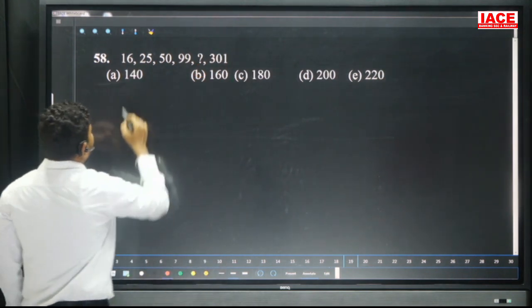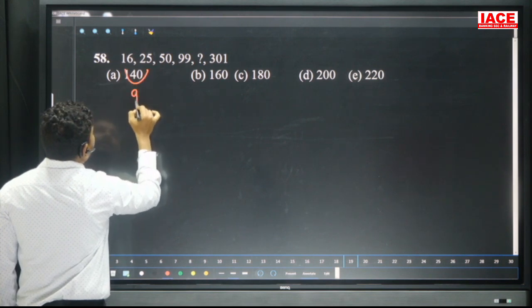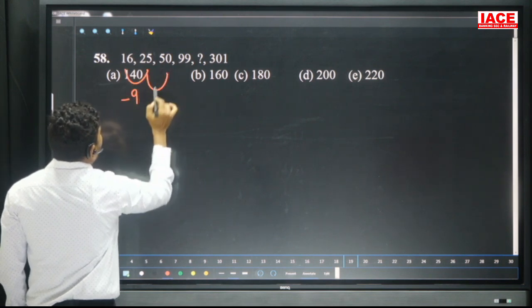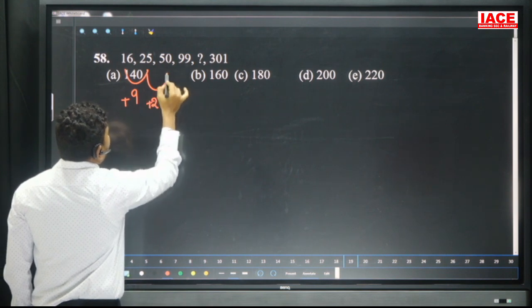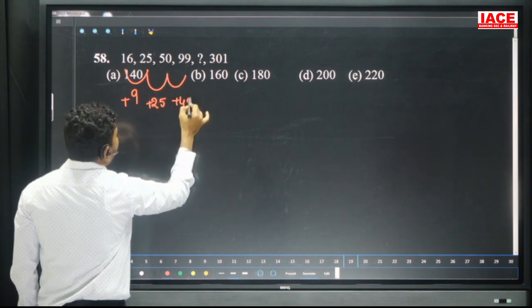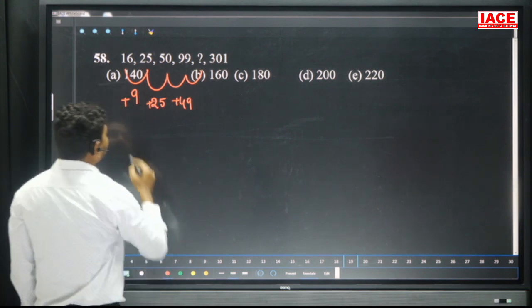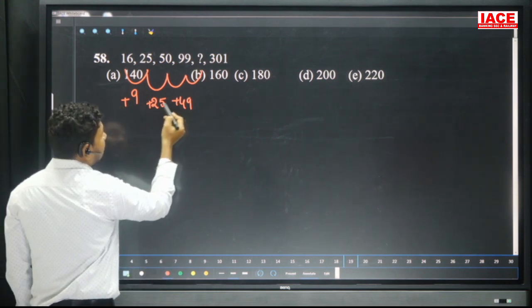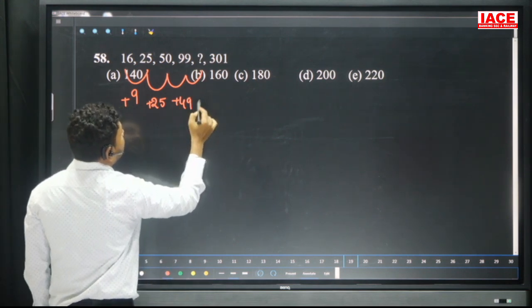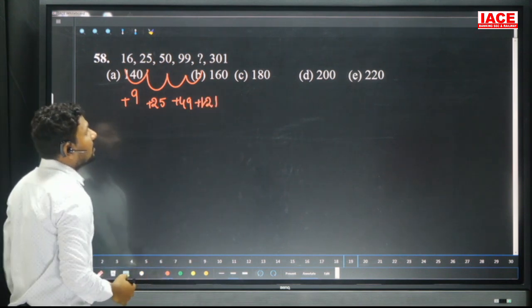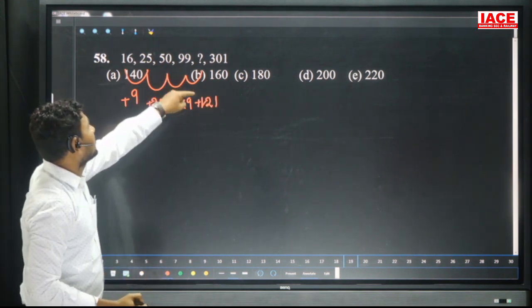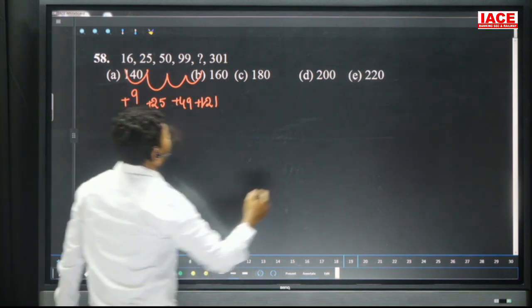Next, 16 to 25, the difference is 9, and 25 to 50, the difference is 25, and here the difference is 49. Here it is 3 square, 5 square, 7 square. Next should be 11 square. 11 square value is 121. Here also they are asking for prime numbers. One is added, 99, 100, 121. Our option is E.